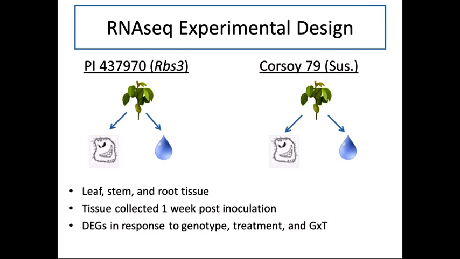Then 1 week after infection, I collected leaf, stem, and root tissue from the plants. This RNA was sequenced, and I went through the bioinformatic pipeline and looked for genes that were differentially expressed in response to genotype, in response to treatment, and the genotype by treatment interaction effect.